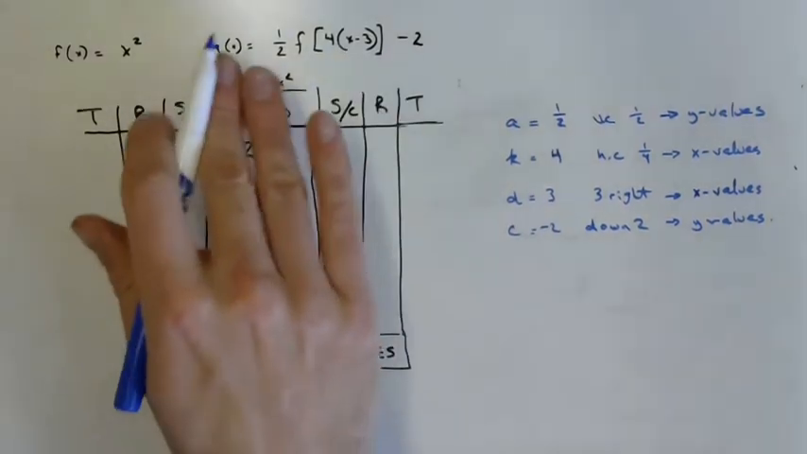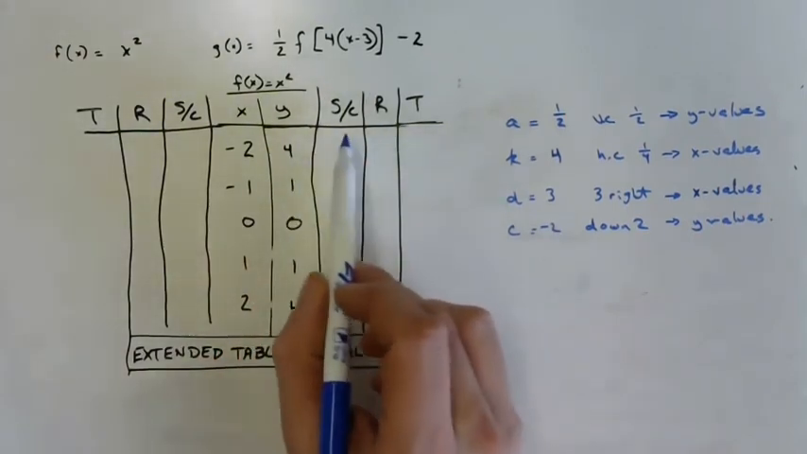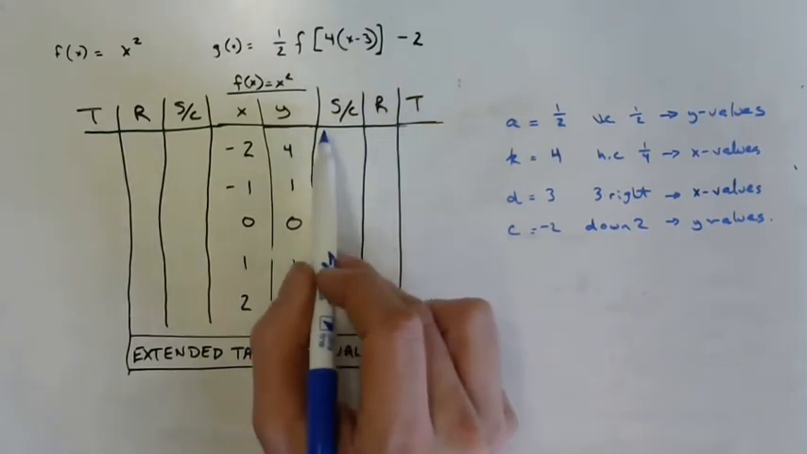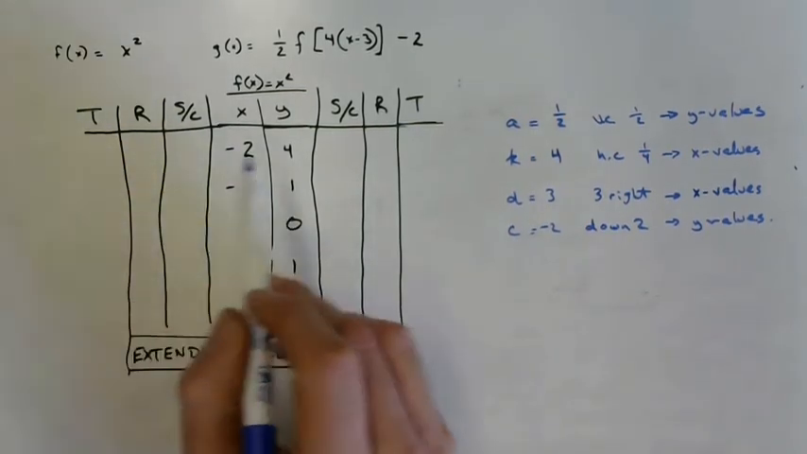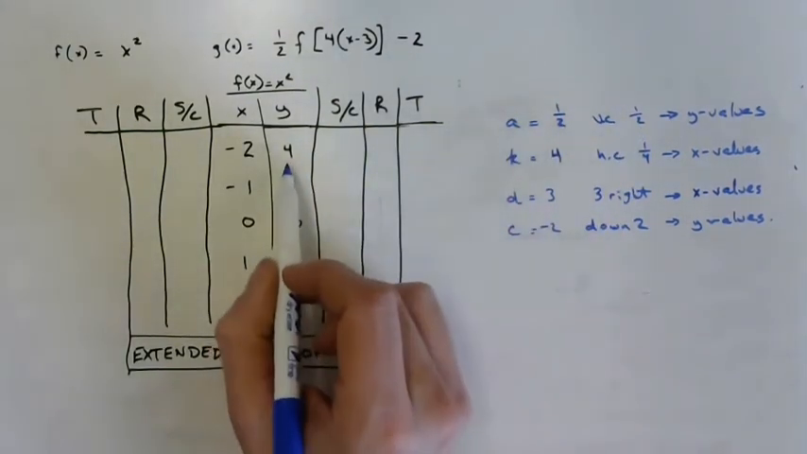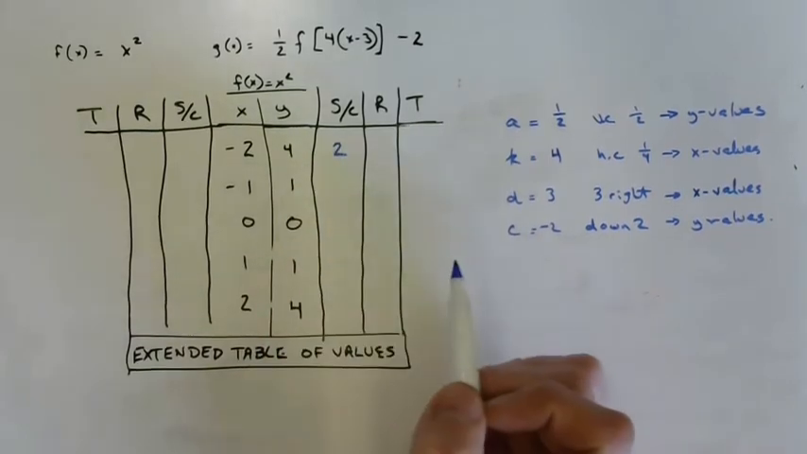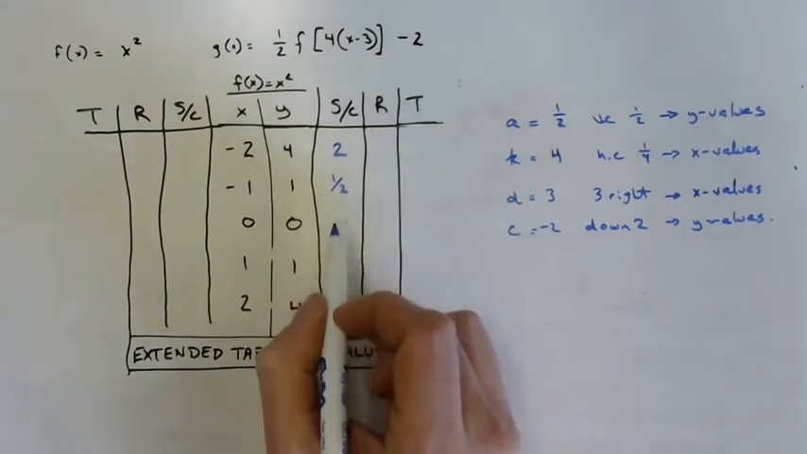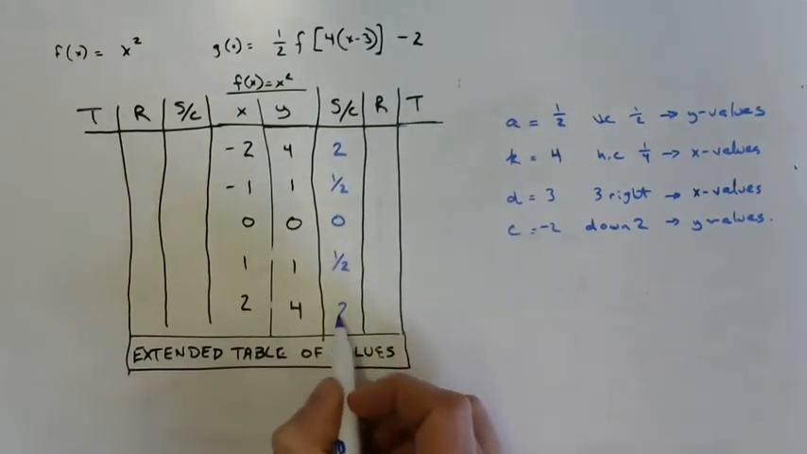Now I've dissected this equation. I don't even really need to go back and refer to this equation anymore. I'm just going to work from the inside out, making sure I'm doing my multiplication and division ones before my addition and subtraction ones. SRT is the order, from the inside out. Here we go. Y values. Stretch or compression. We have a vertical compression by a factor of 1/2. All I need to do is take my y coordinate and multiply it by a half. 1 divided by 2 is 1/2. 0 divided by 2 is 0. 1 divided by 2 is 1/2. 4 divided by 2 is 2.